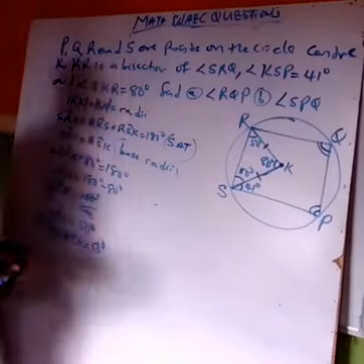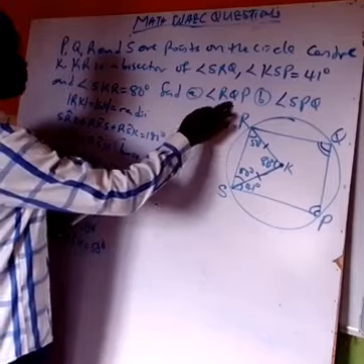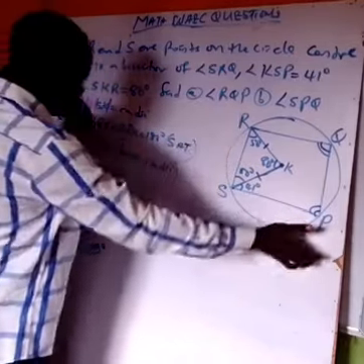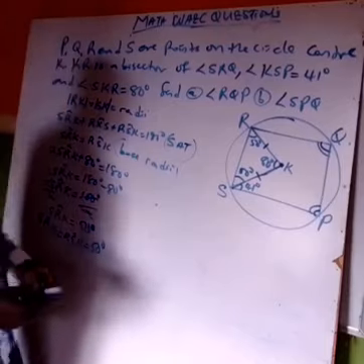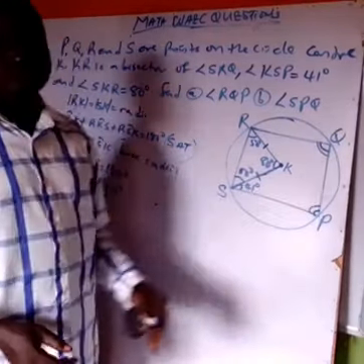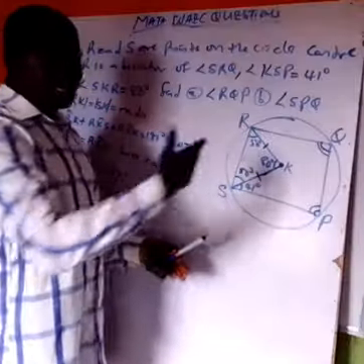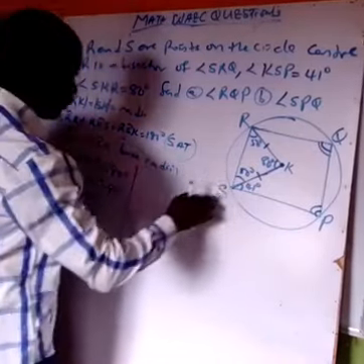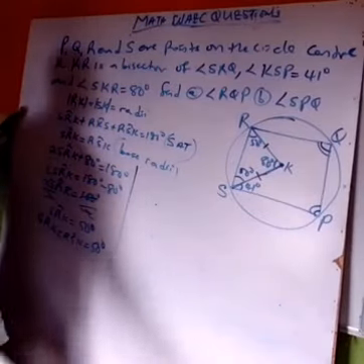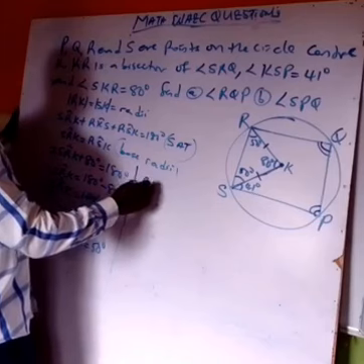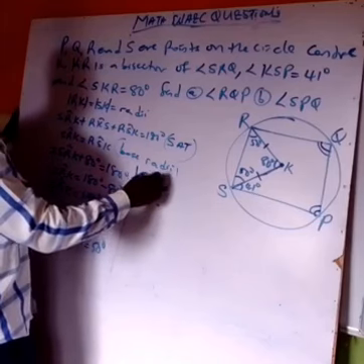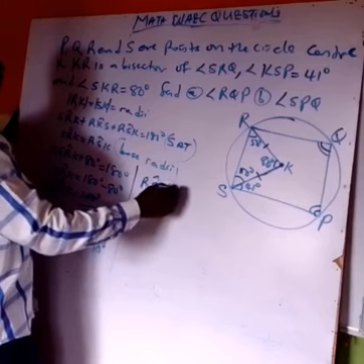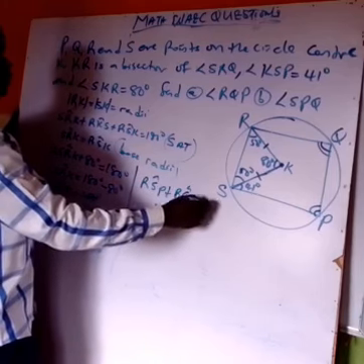Now the first question states that we calculate angle RQP. So this is RQP. Having that, you will see this is a cyclic quadrilateral, which is a quadrilateral inscribed in a circle. Look at this: these two opposite angles are supplementary. So angle RSP plus angle RQP equals 180 degrees.